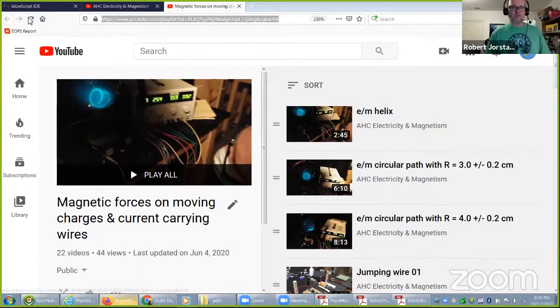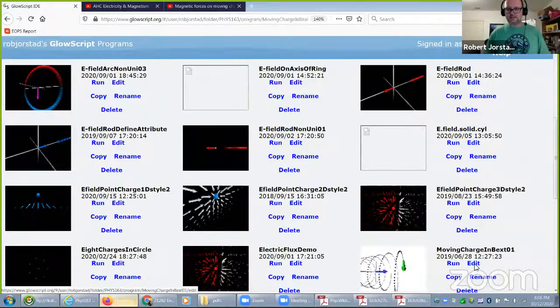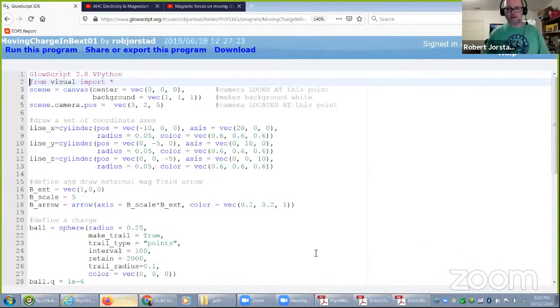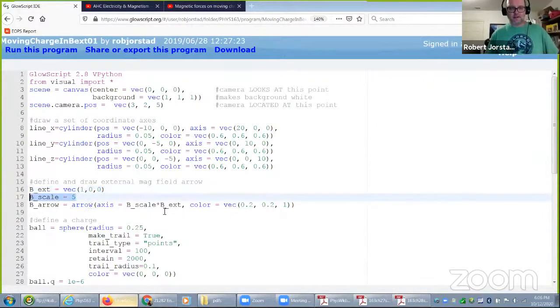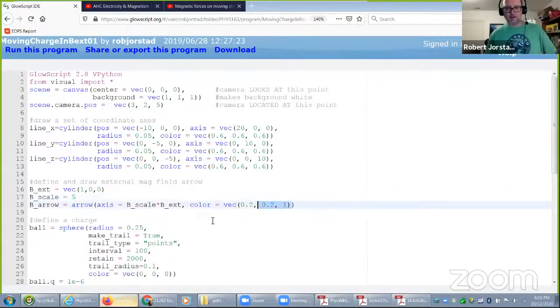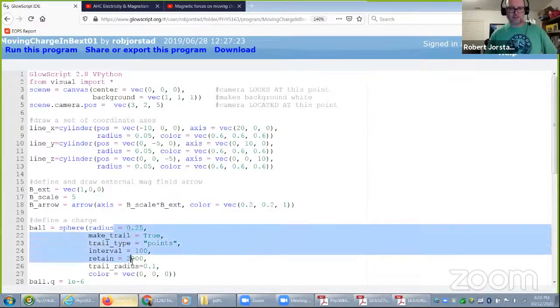The other thing that I wanted to show you is, in this case, let's take a look. All right, so we have a code here, and let's just walk through it and see what happens. Okay, this is an external magnetic field. So I've got a 1 Tesla magnetic field, and it's going all in the X direction. I'm going to scale that up just so I can see it a little bit better, and make it a nice blue color. Next, I'm going to make a charge.